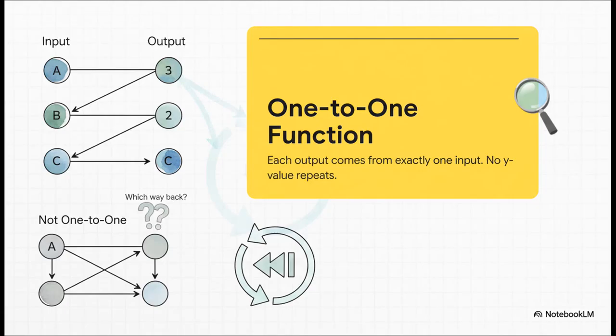So what does one-to-one mean? It's pretty simple, actually. It just means that for every output, there is one and only one input that could have made it. Think about it. If an output could come from two different starting points, how would the rewind button know where to go back to? It couldn't. It would be totally stuck.